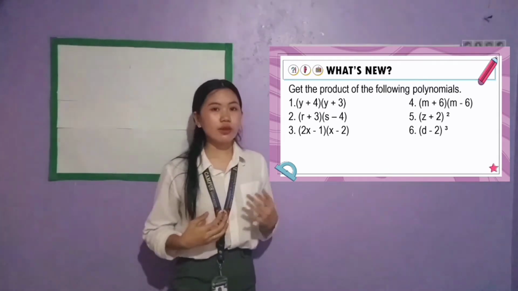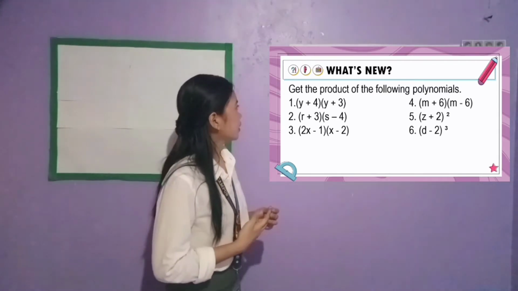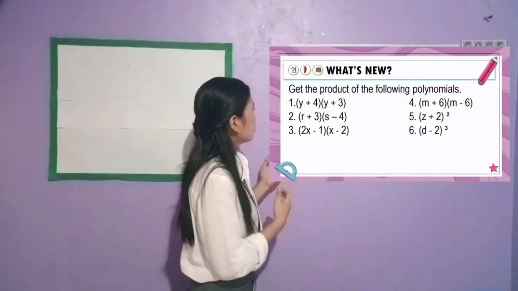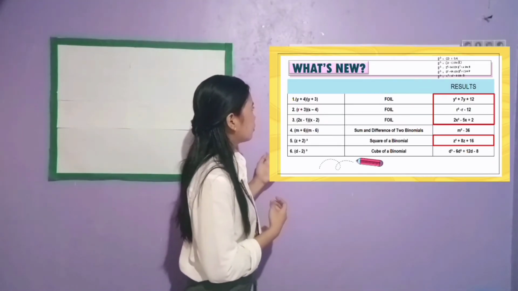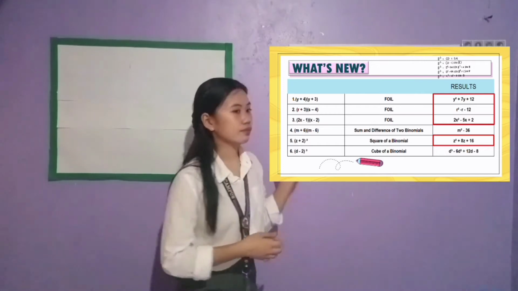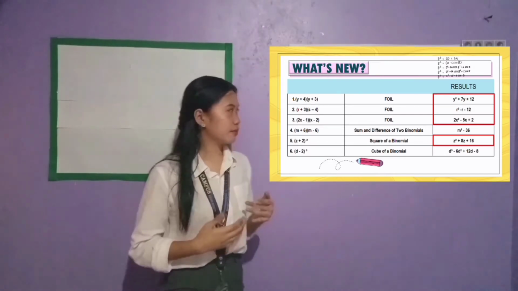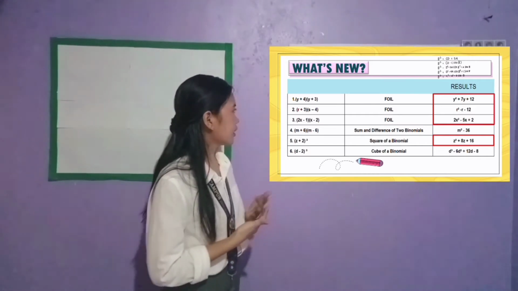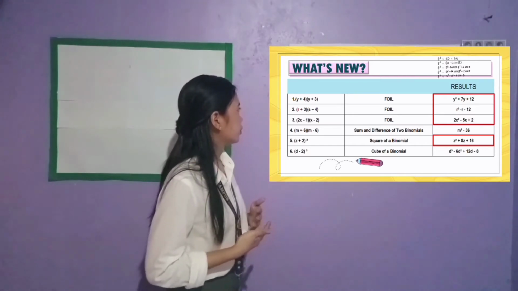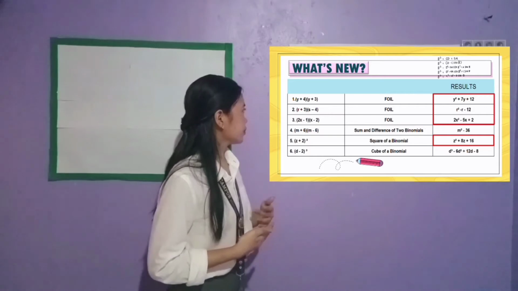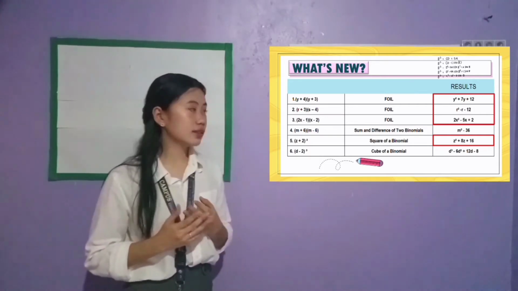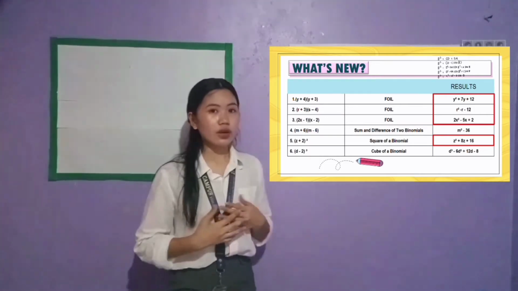So now, what did you observe? Do all the results show the same number of terms? Okay, good. So the products have the same numbers of terms. It will be number 1, 2, 3, and 5. Hope that's clear.